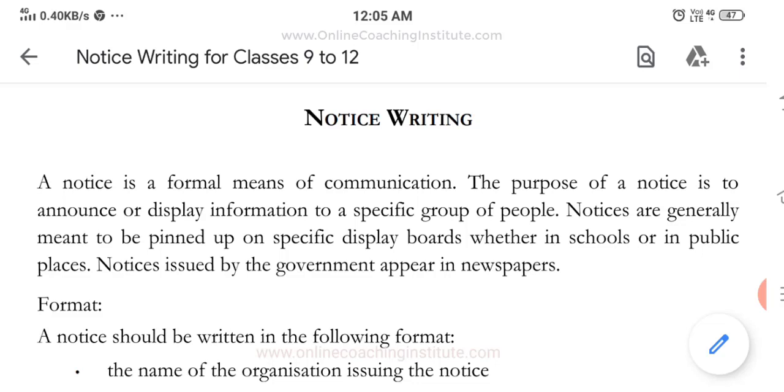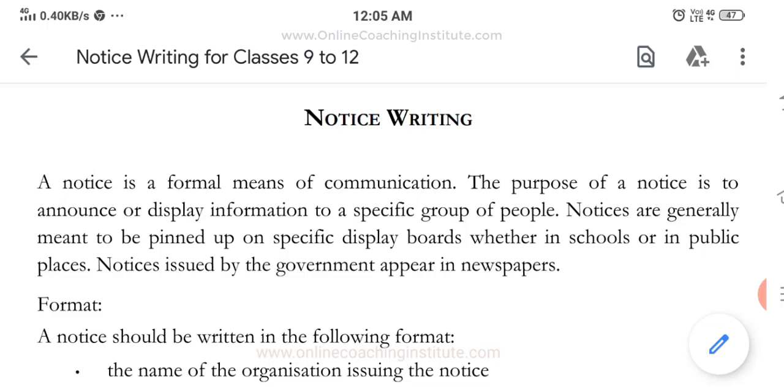First, definition, second, format, third, some layouts. And further, we shall have some examples, samples, and further we'll have some practice questions. I hope you are ready.